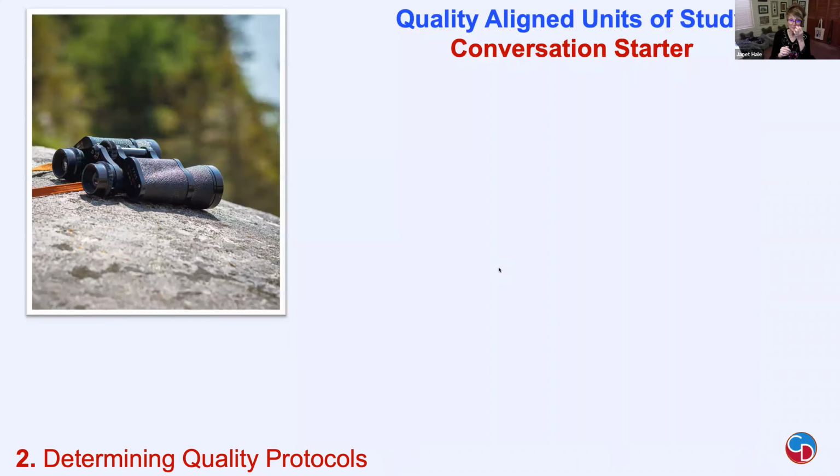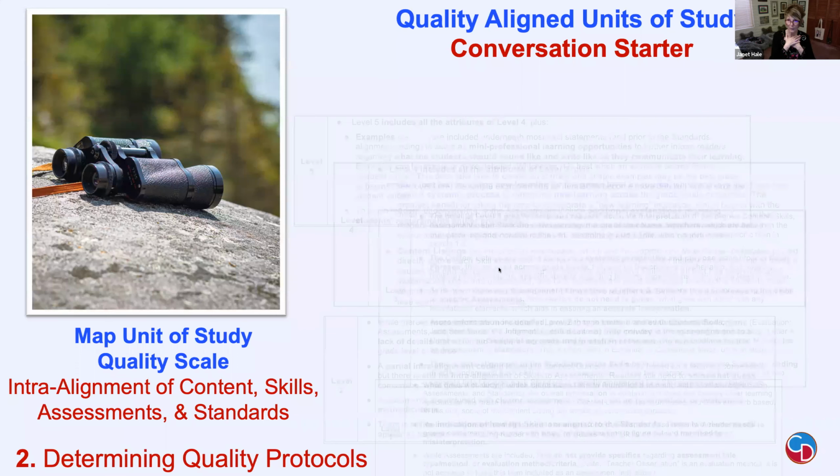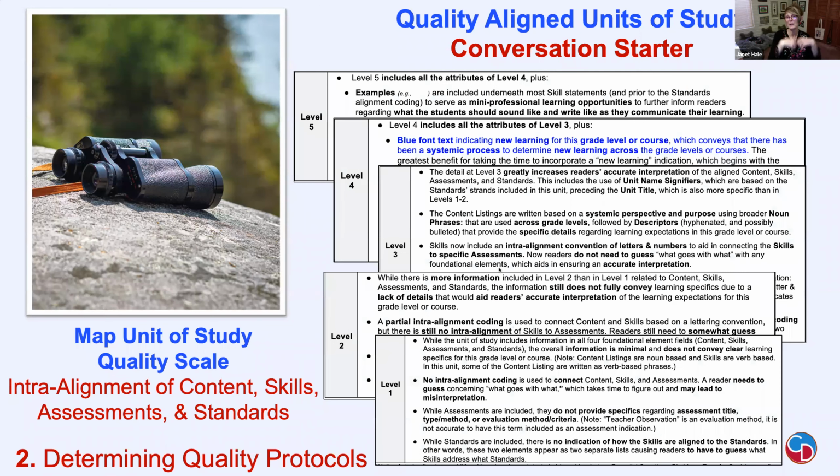So with that said, here's a great way to get started, using a conversation starter and some kind of a scale, if you will, of what's acceptable or not. Because right now, I want to be sure you realize I'm not going to sit here and say you must have it done this way or it's not quality. You have to decide what's right for your district. I'm going to give you a quality scale based on what I find, and in my work, that intra-alignment becomes very apparent using this. And so we're going to provide this scale that I'm going to be using today.